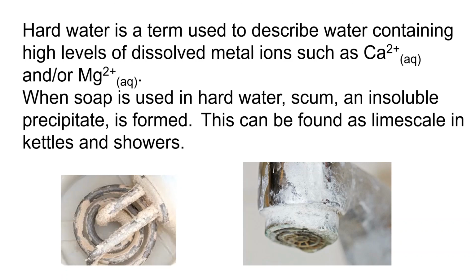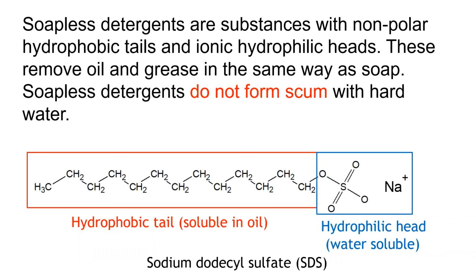Now, instead of using soap, you can use something different that won't cause this. And this is detergents. Soapless detergents are substances like soaps. They've got non-polar hydrophobic tails as shown here, and they also have ionic hydrophilic heads. So these remove oil and grease in the same way as soap, i.e. they have a non-polar part that dissolves in the grease, and they have negatively charged parts on the outside of the grease that keep it suspended. However, the advantage of soapless detergents is they do not form scum with hard water. So here's an example of a molecule called SDS, which has a big long hydrophobic tail, which is soluble in oil, and a hydrophilic head, which is water soluble.